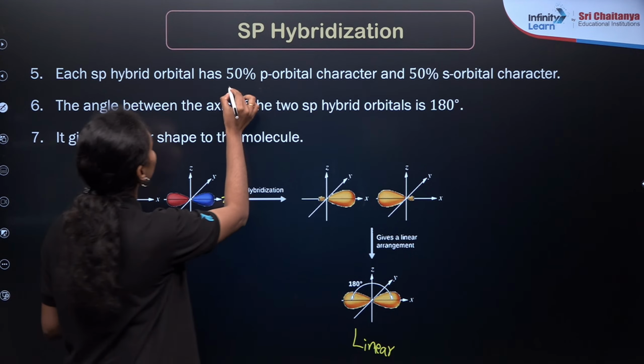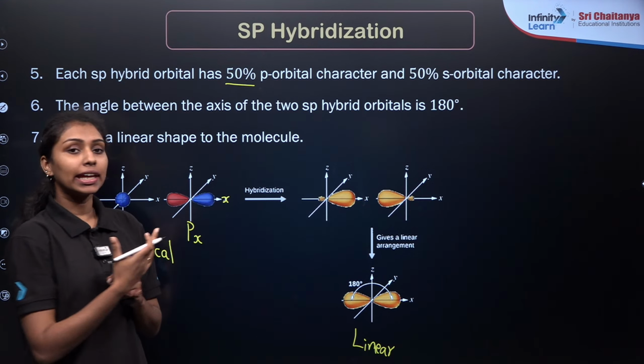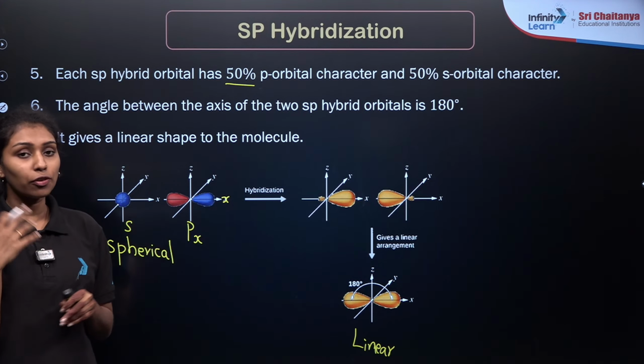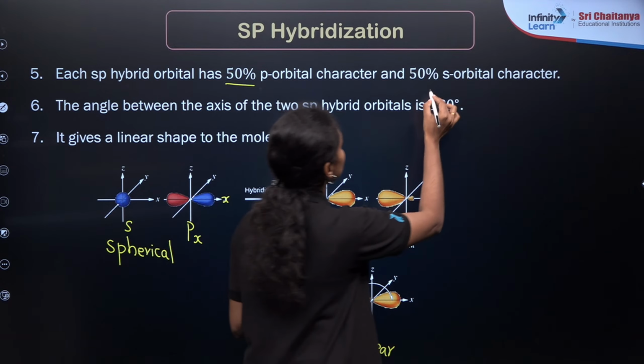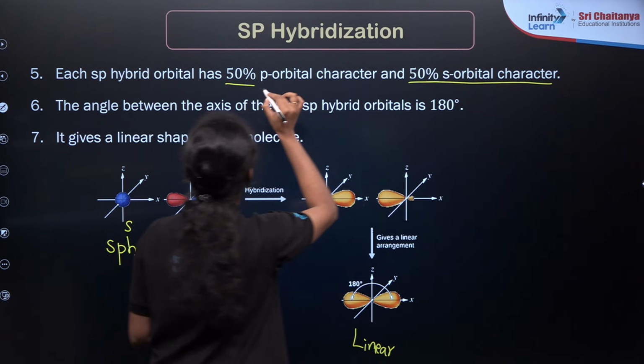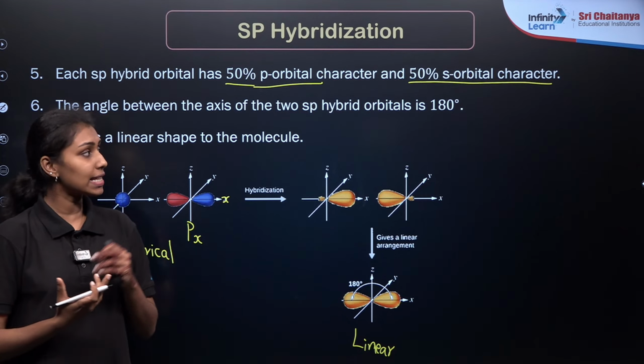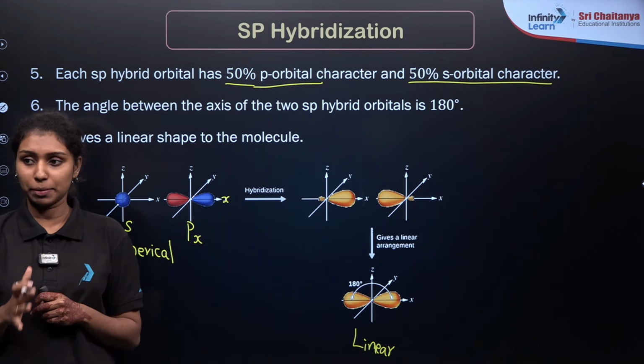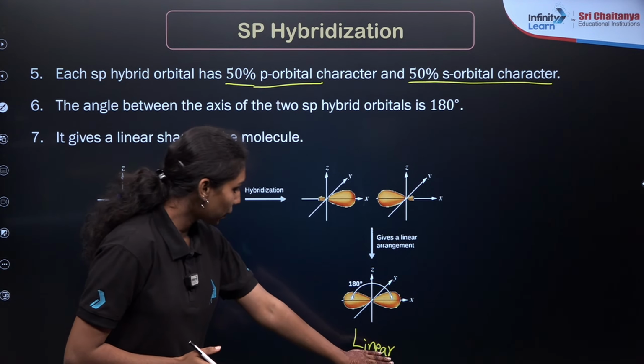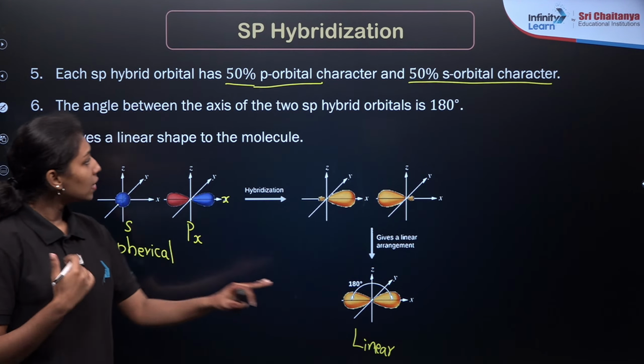Now if you talk about the s and p character here, out of 100%, it is 50% s character as well as 50% p character, right? So 50% p orbital character and 50% s orbital character is present in the case of sp hybridization. This is the shape of the sp hybridized orbital. They will form a corresponding linear shape with a bond angle of 180 degrees. So this is all about sp hybridization.